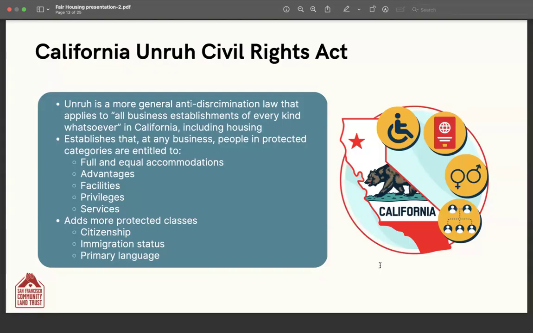First is citizenship. You can't discriminate based on someone's citizenship. Immigration status, which is a big deal that this exists in the state of California. You cannot discriminate based on someone's immigration status. And finally, someone's primary language.